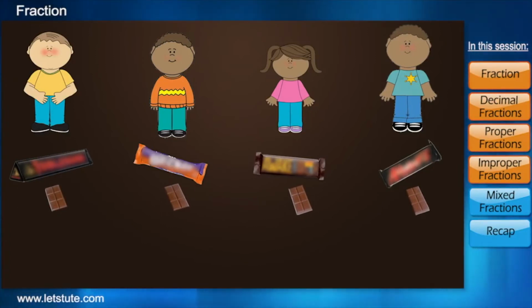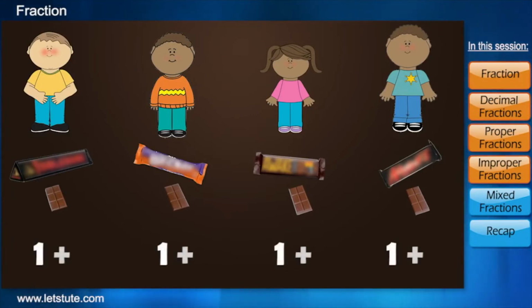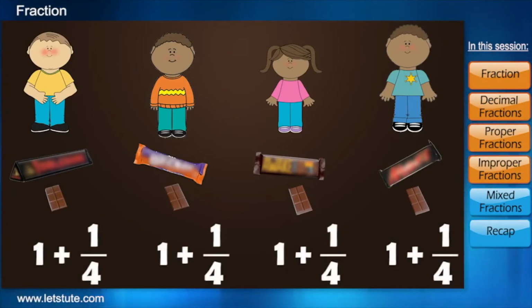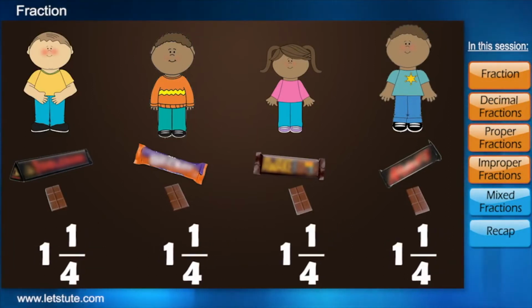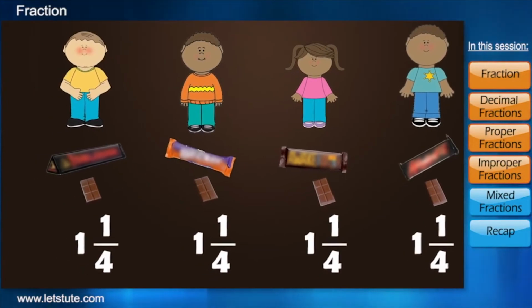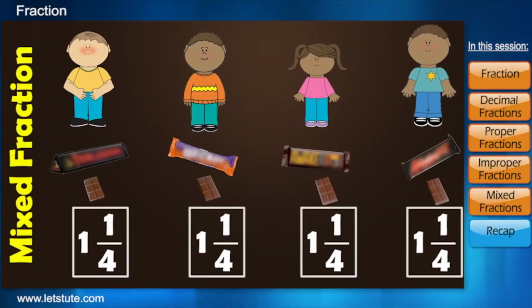So now, each one of you has 1 chocolate and 1/4 part of the other chocolate. In total, you have 1 and 1/4 chocolate. Right? All these fractions are known as mixed fractions.